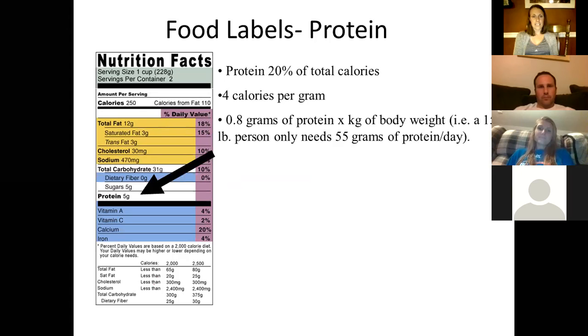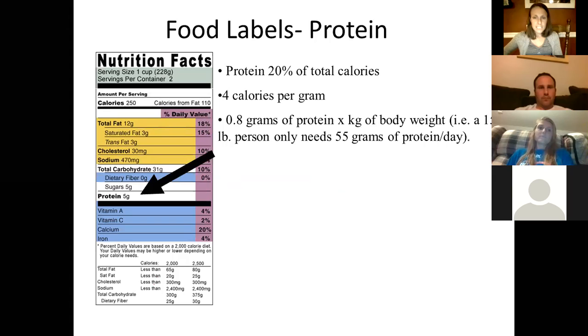Protein is the last thing in this top section of the food label, and that's going to make up about 20% of your total calories. We get 4 calories per gram of protein. So again, if we took this number, 5 grams, times 4, that gives us about 20 calories that come from protein. I have an equation on here for you.